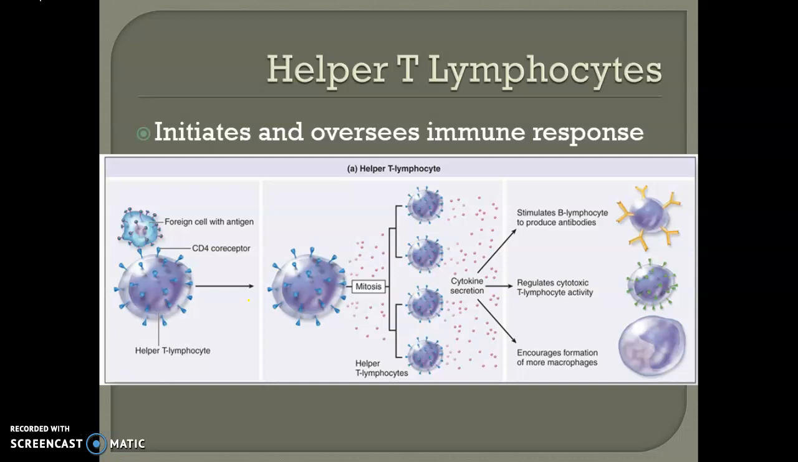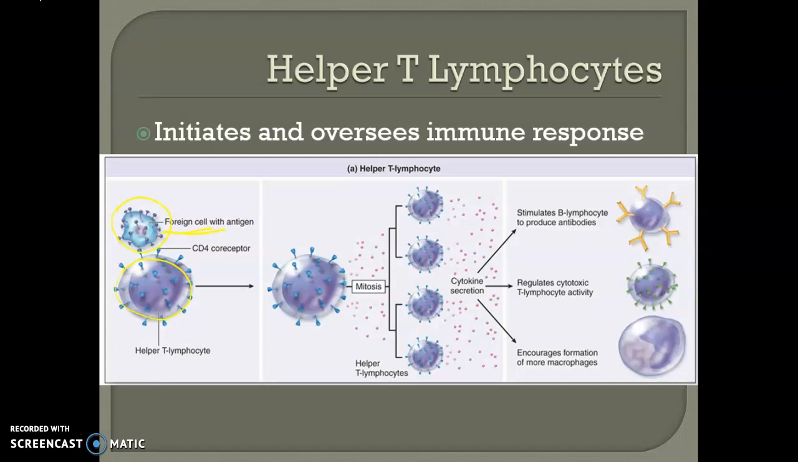Now, how does the helper T lymphocytes work? Let's take a look. In the diagram here, on the left hand side, you do see a helper T lymphocyte. Do you see that? This is a helper T lymphocyte with CD4 core receptors. Now, this helper T lymphocyte finds a foreign cell with antigen on top here. So this is a foreign cell. As soon as a helper T lymphocyte finds a foreign cell, it does two things.